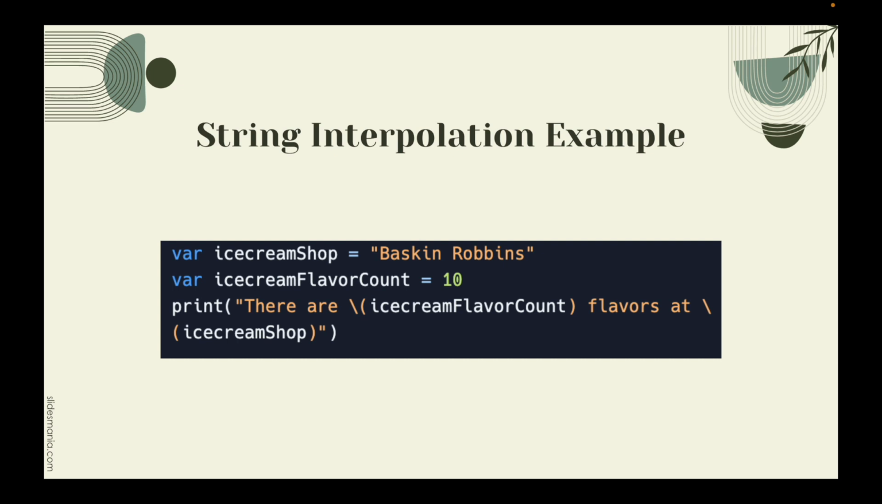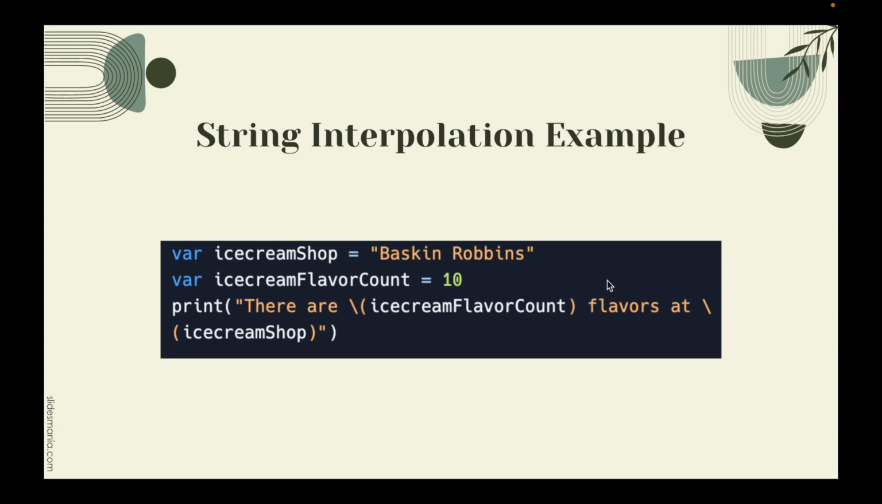So here we have two variables, ice cream shop named Baskin Robbins, and then another variable, ice cream flavor count equals 10. It starts by printing out "there are", and then the program saw this symbol right here, a backslash, and then parentheses, and then it read ice cream flavor count as a variable. Instead of printing out the word ice cream flavor count, it will go back to the program and look for the value that is directed towards that variable, which is 10, and then continues reading the line of code.